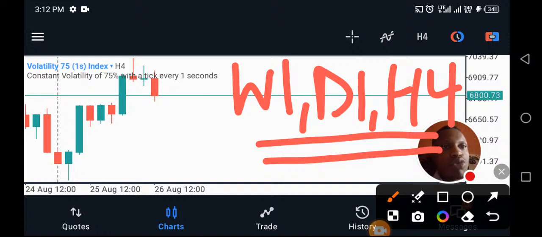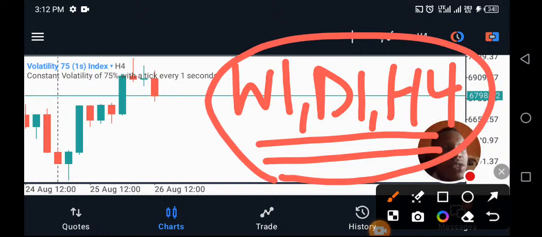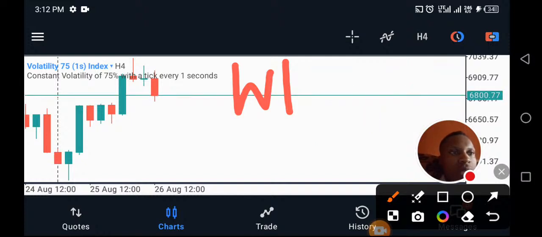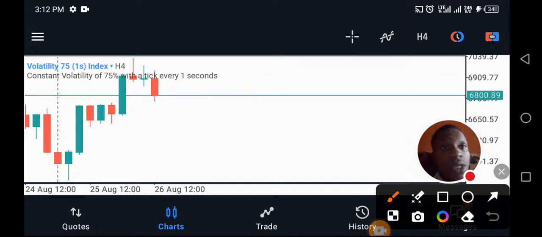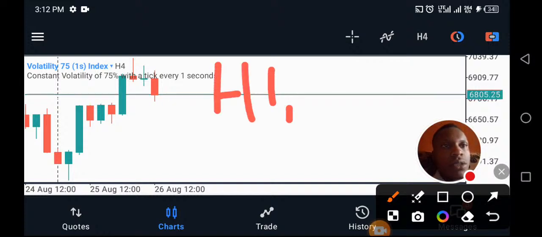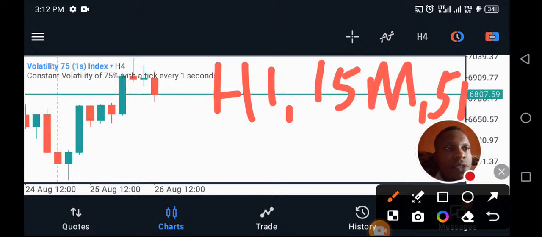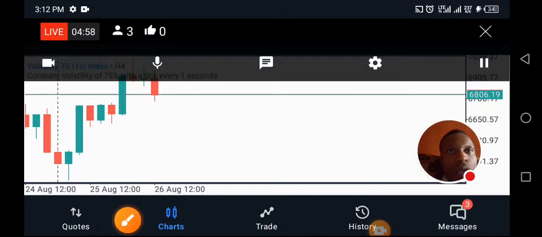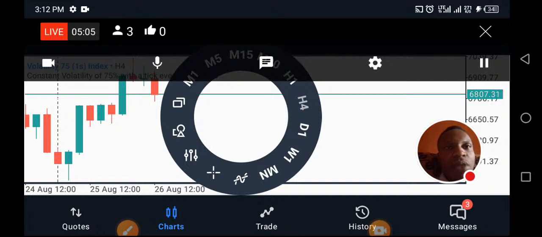Okay, so once we are able to make use of these three time frames, then we can decide to come to the smaller time frame, like the 1 hour, the 15 minutes, and then the 5 minutes, to help us spot our entry. So we are going to make use of this order block strategy. So we just quickly go to the daily time frame now.